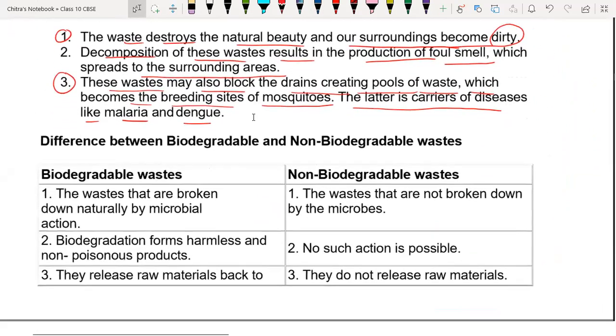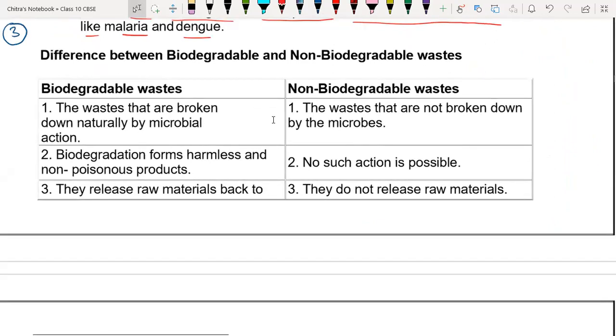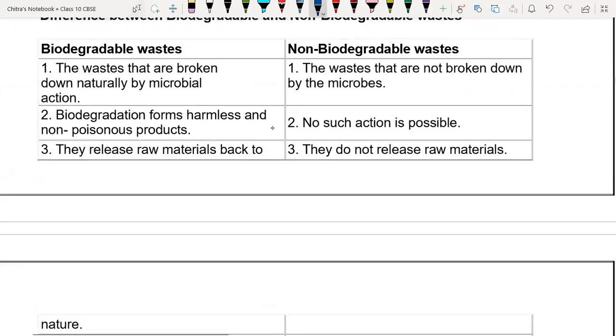Done, sir. Now we are going to understand the difference between biodegradable and non-biodegradable waste, and it is going to be your third screenshot. The waste that is broken down naturally by microbes is called biodegradable waste, but non-biodegradable means they are not broken down into simpler form by microbes. This is the first difference between biodegradable and non-biodegradable waste.